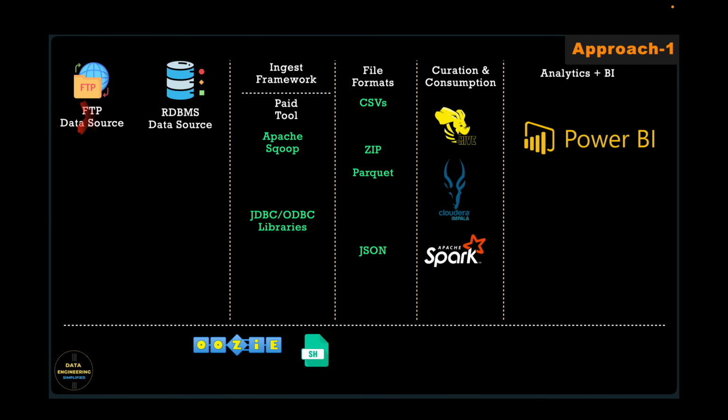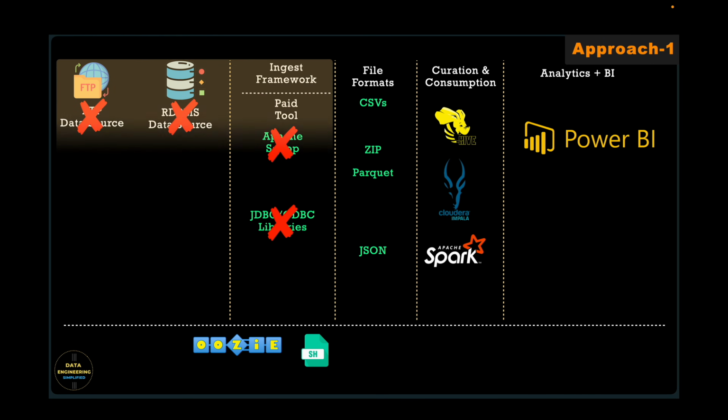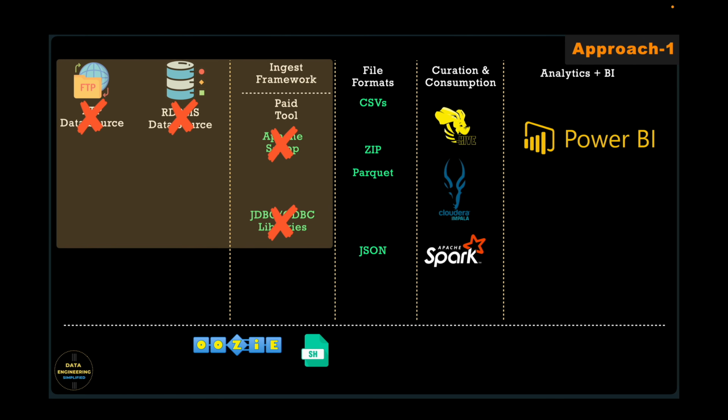It is important to note that Snowflake cannot directly connect to FTP or RDBMS systems, nor does it provide equivalent objects or services like Apache Sqoop or JDBC/ODBC libraries. In order to ingest data into Snowflake, you have a couple of options. You can either develop your own ingest approach or route the data through object storage platforms like S3 or ADLS Gen 2. Alternatively, you can use paid tools such as Fivetran.